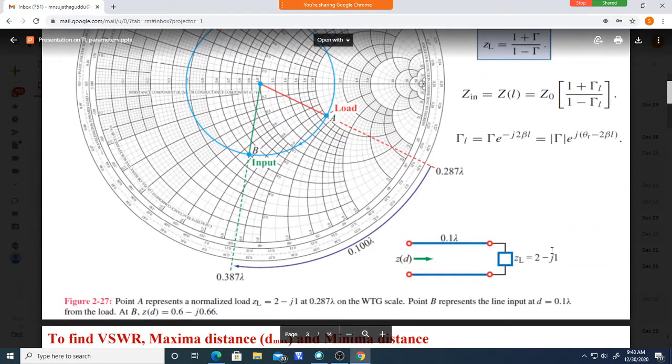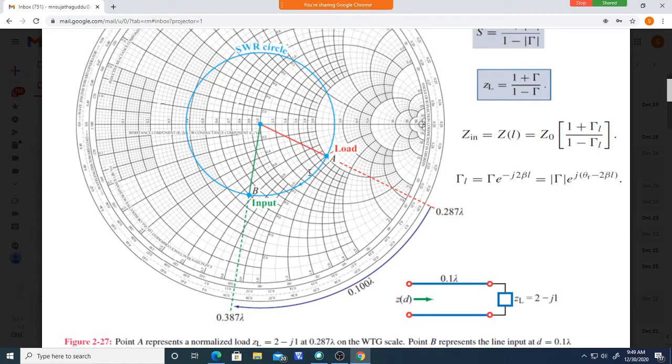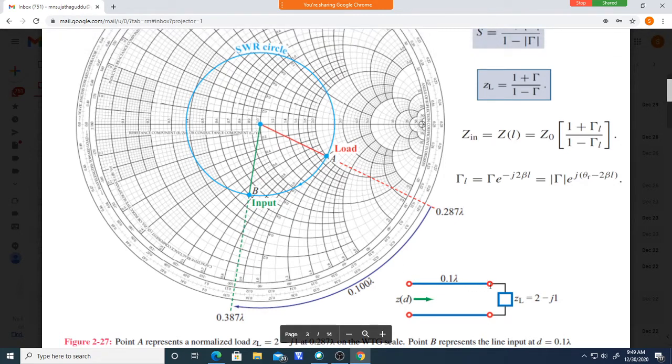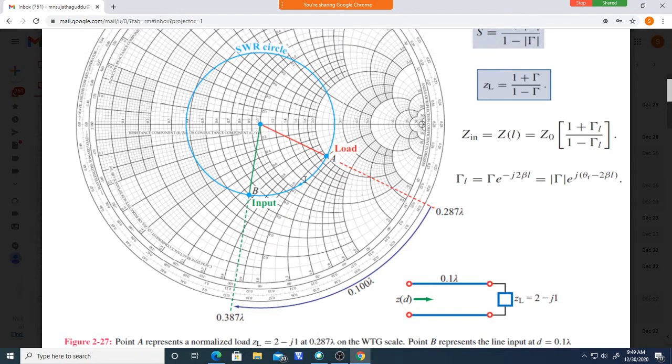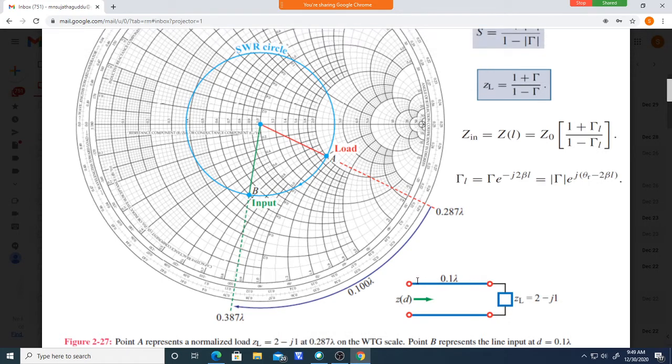This is a transmission line given. The load is connected. What is the load here? 2 minus j1. So what you have to do is mark this load on the Smith chart. 2 minus j1 is this point: the 2 circle here and the minus 1 circle here. So we marked that load on the Smith chart. The load is here now. Starting from the load and moving like this is nothing but moving towards the generator on a transmission line.